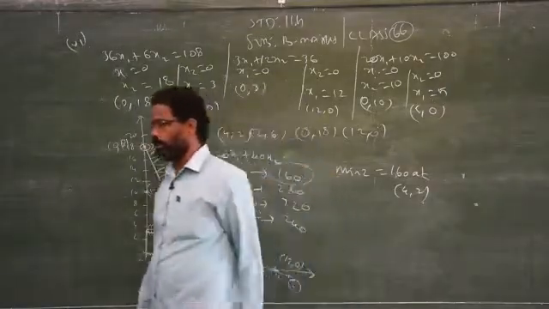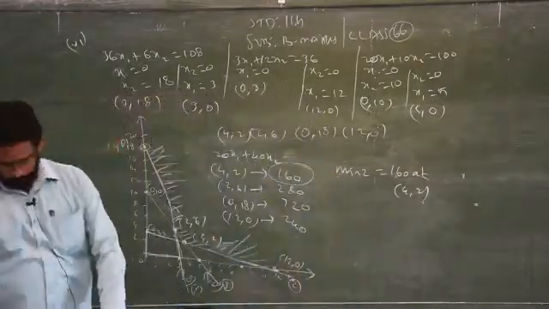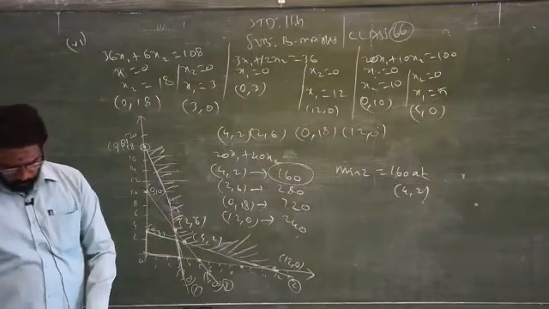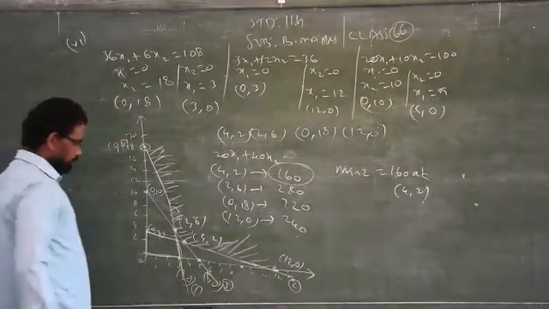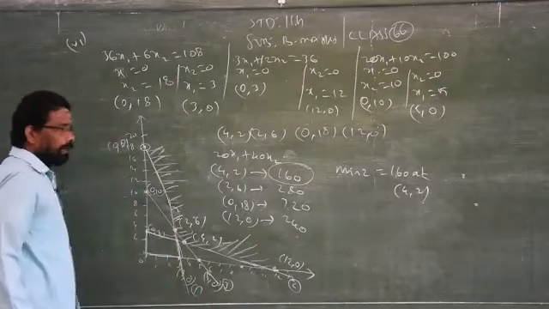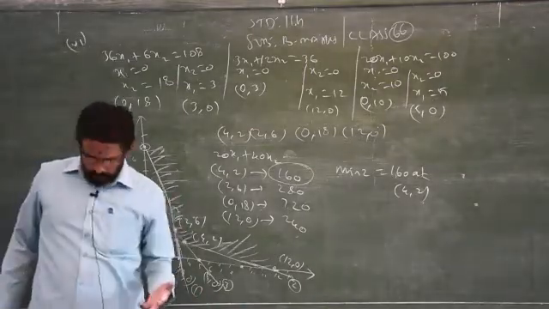Clear? If anyone is missing, then you lose marks. Clear? So that's all. Only 2 problems are left in this exercise under the sum number 4. Please complete the remaining sums. Only 2 sums are left.